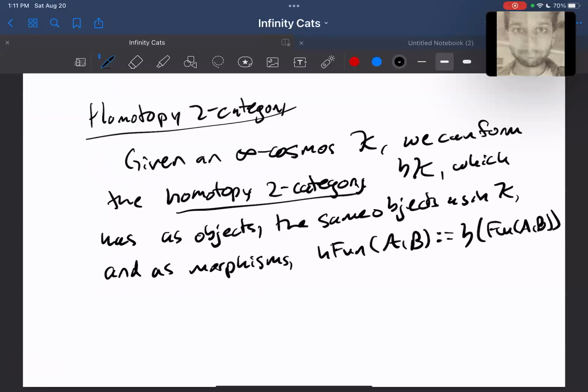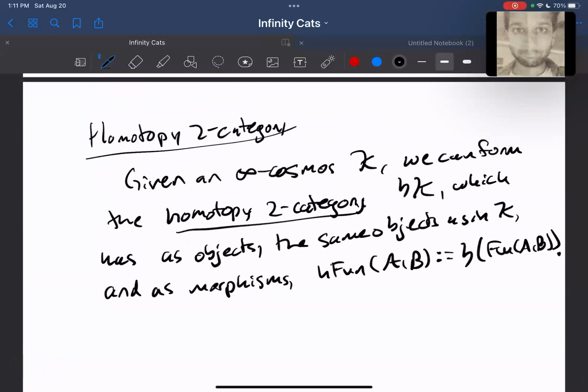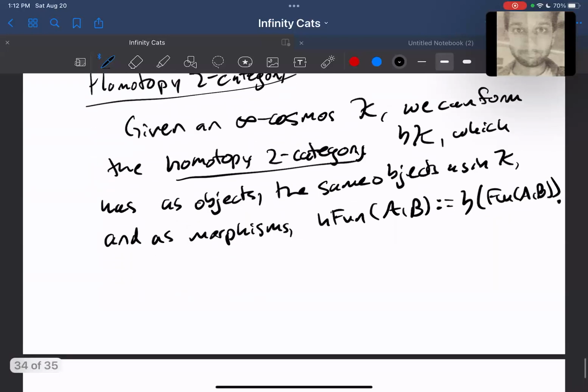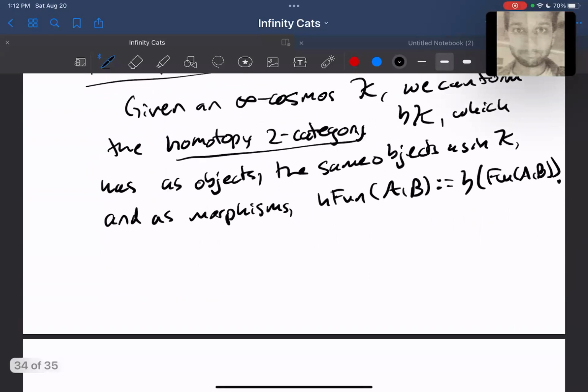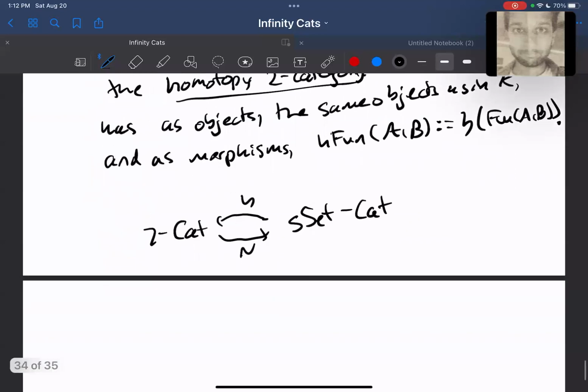This is just a quasi-category. We're just taking this to be the homotopy category, and we're defining the composition and identity laws as usual. In fact, this assembles to give a functor from simplicial set enriched categories over to cat enriched categories. This homotopy functor admits the right adjoint of just taking the nerve. So this embeds fully faithfully into simplicial set enriched categories.